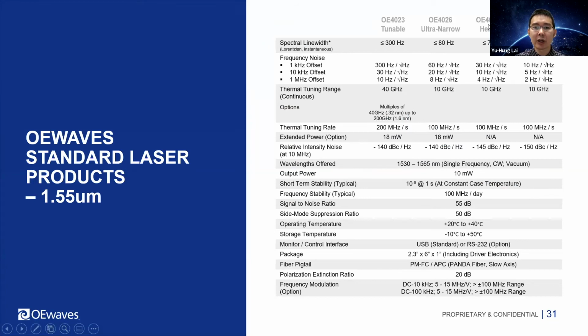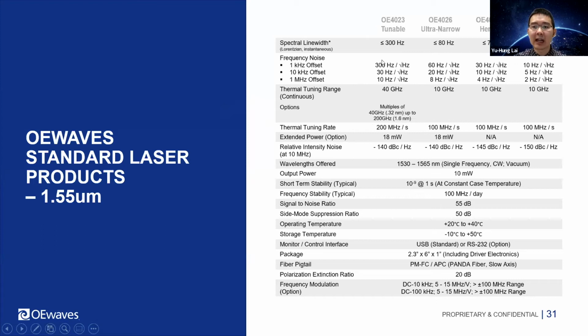So here I want to show some of our laser product performances. For example, our 1.55 micron products, the telecom band, are characterized by several selections. For example, we have a tunable laser. The tunable laser has a tune range around 40 gigahertz. And if we want multiple bands combined to have full coverage, we can achieve 1.6 nanometer full coverage as well.